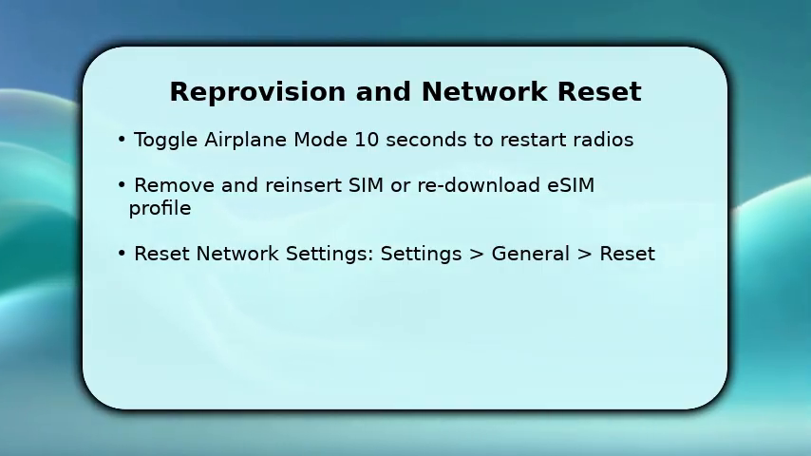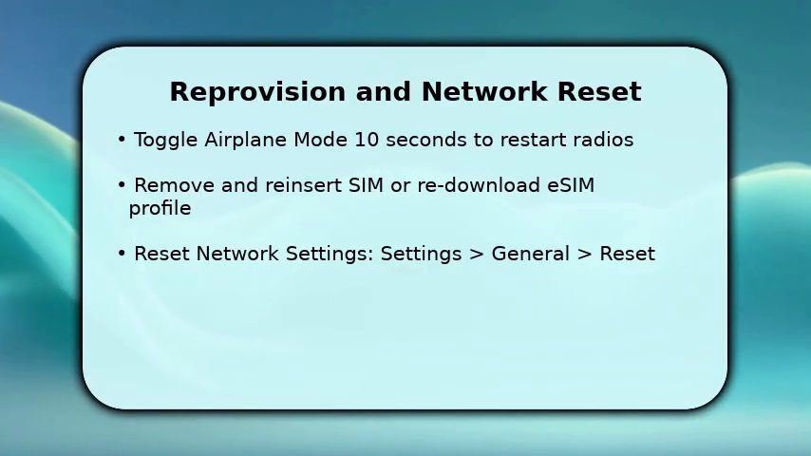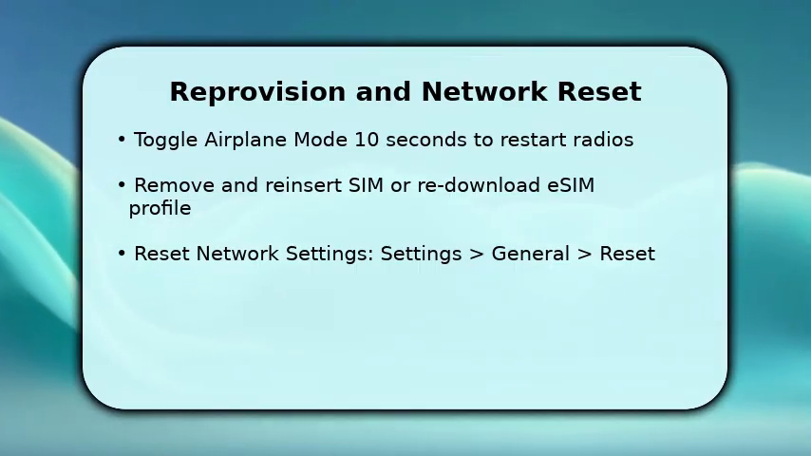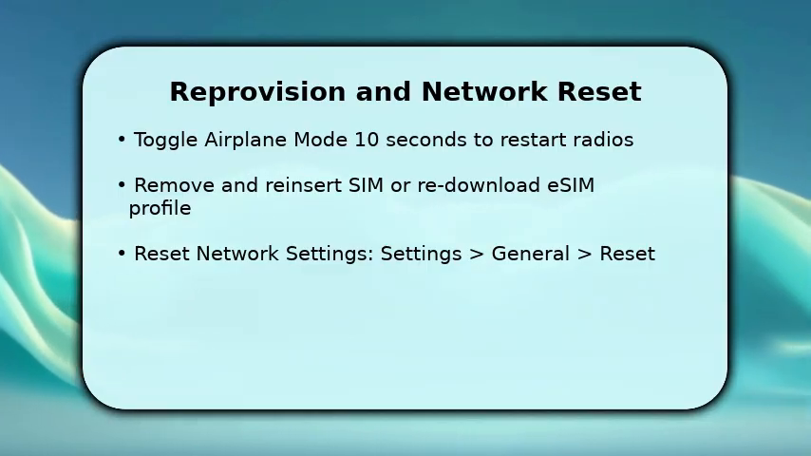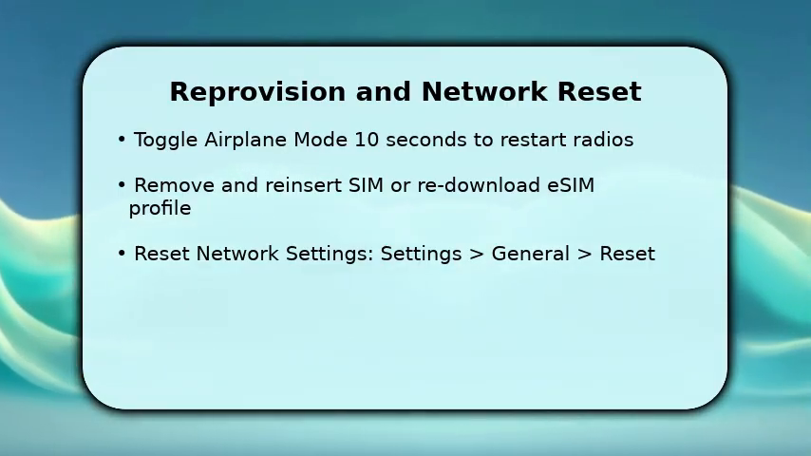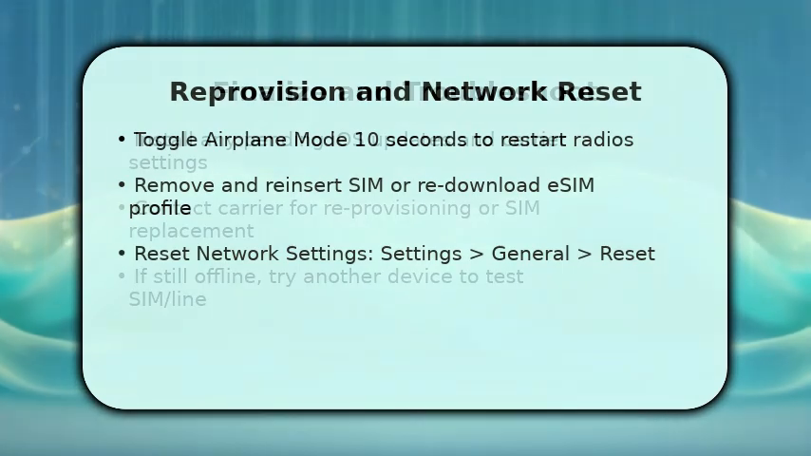Next, reset network settings. This clears saved networks and refreshes carrier settings. Once complete, reboot the phone and watch for carrier updates. Finish by installing iOS and carrier settings updates to ensure compatibility. You risk no connectivity without them.